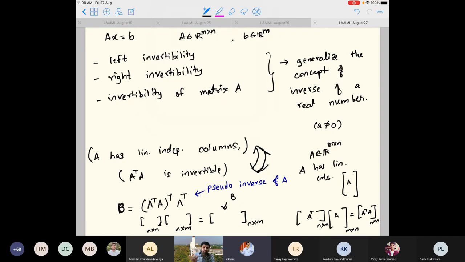Okay, so we'll see this pseudo inverse is going to play a very crucial role in the entire least squares problems that we are going to study in this particular course. Okay, so this pseudo inverse is very important for us. So this is what we have covered so far.